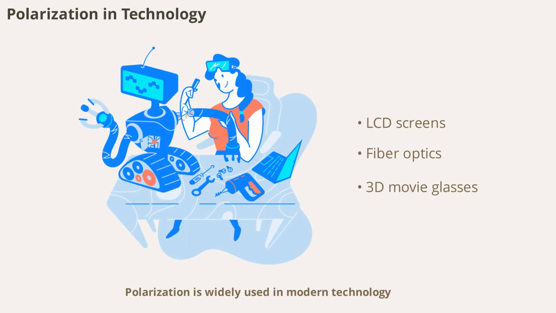Polarization is widely used in modern technology. LCD screens rely on polarized light to display images. Fiber optic communication uses polarization to increase data capacity. Even 3D movies use polarized glasses to create depth perception. These applications show how understanding polarization leads to technological innovation.